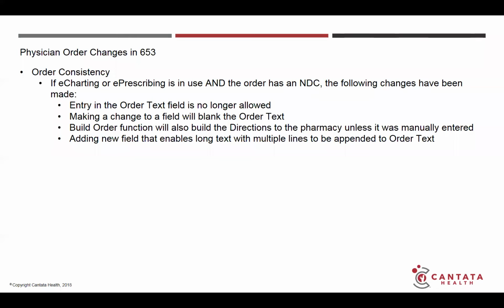You'll still be able to enter text in the order text field. And so the change we made is that entry in the order text field is no longer allowed. We're going to build the order text for you based on the fields above in the screen. We want to make sure the fields on the screen match what's showing in e-charting. Whenever you make a change to a field, we're going to blank the order text. You're going to build it again. Building the order will also build the directions for the pharmacy, unless it was manually entered. That way, we're going to guarantee the information going to the pharmacy matches what's on the screen in order entry and matches what's in e-charting.